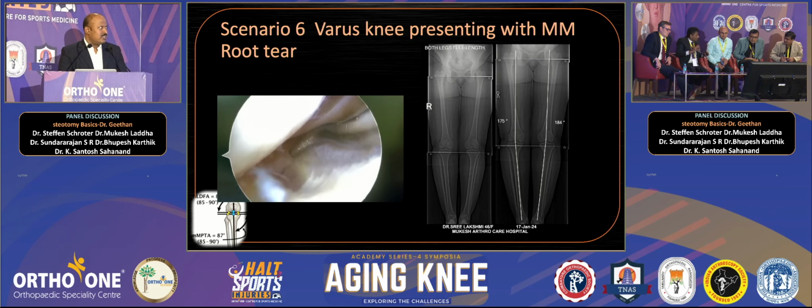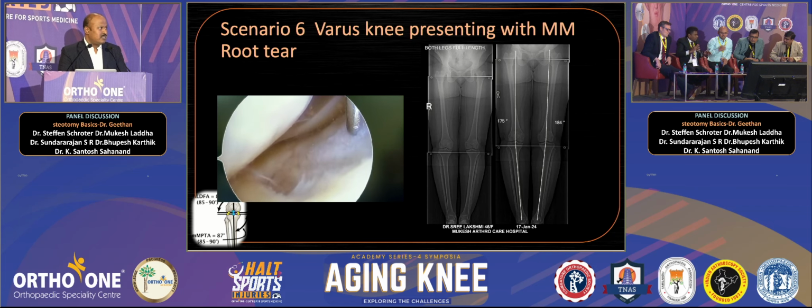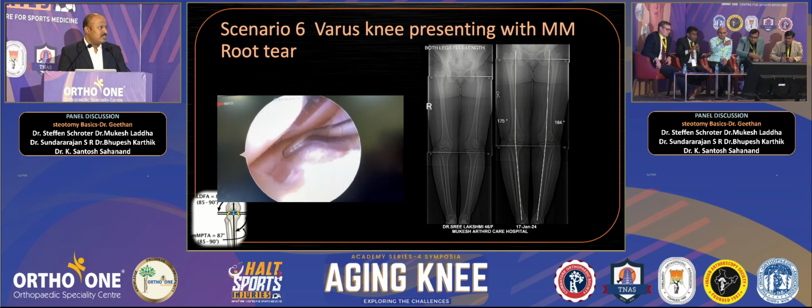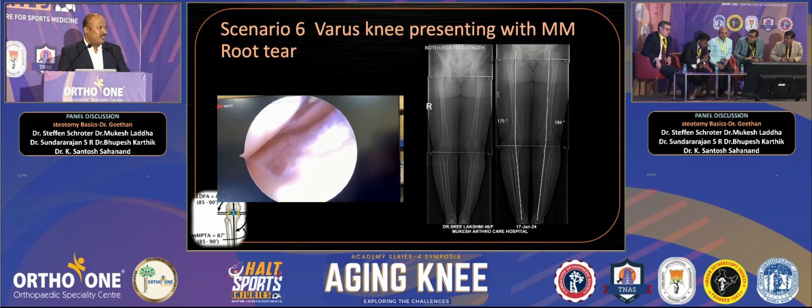I don't remove the layer and do a microfracture. Leave the layer, do osteotomy. You just offload the joint. You wait and see. If it fails, then you do a lateral. Oh, lateral, sorry. Lateral also it is.